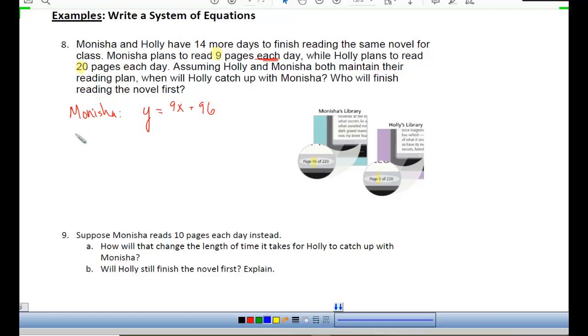And then Holly, she can be modeled. Let's see, she's starting at page 6, so there's her initial value, her intercept, and then she's reading 20 pages each day, so there's her rate. Okay, so then really we want to see, Monisha's clearly ahead here, already at page 96, but when do the two of them intersect? When do they catch up? So essentially we just want to set these two equal to each other, or we could graph them.